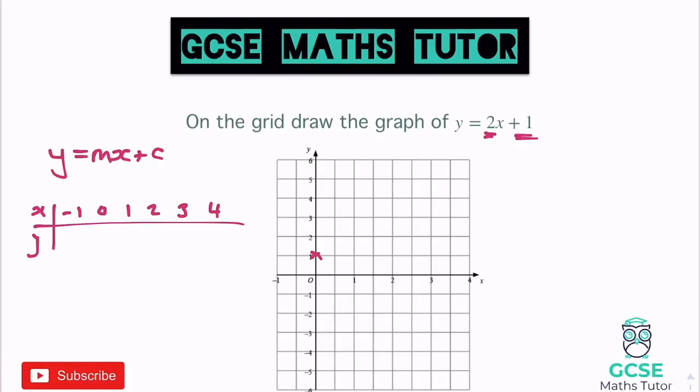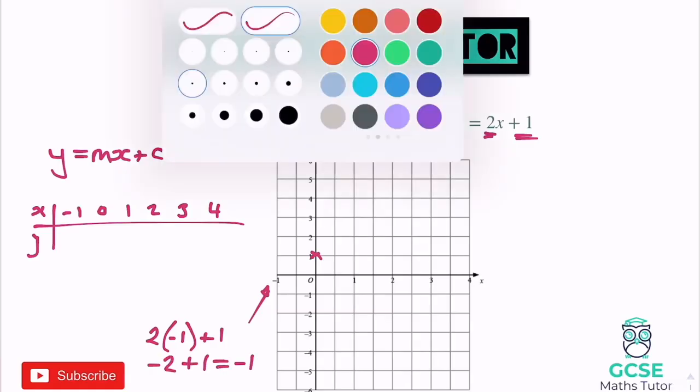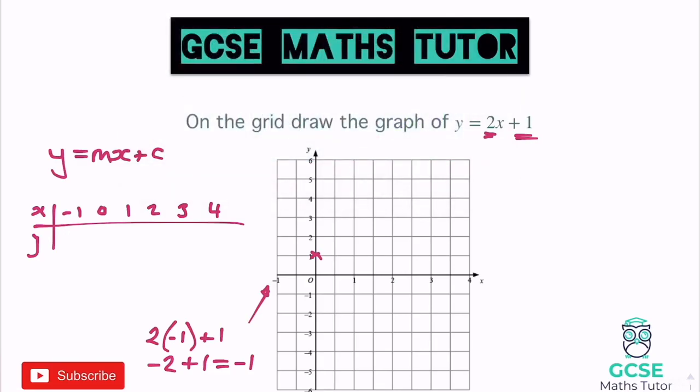So if we start with -1, this one here, we need to double that and add 1. I'm going to just sub that into my little equation up there. So y equals 2x plus 1. So it's 2 lots of -1, 2 times -1, and then add 1. And if we double -1, we get -2. Add 1 to that, gives us -1. So our first y coordinate there is -1 as well. So -1, -1. And we can plot that if we want straight away. There it is, -1, -1.